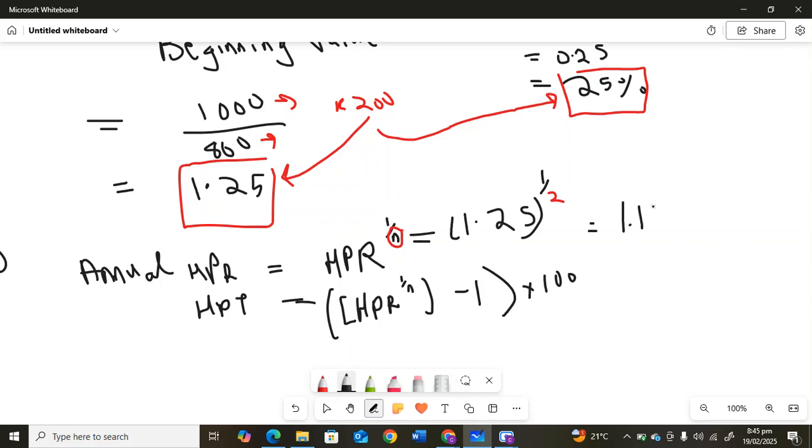1.12, okay? So after a year, your return is 1.12. Then after another year, it becomes 1.25. So on a yearly basis, your return is 1.12. And then this into percentage. We already have HPR to the power 1 over n. This is 1.12. We just say 1.12 minus 1.